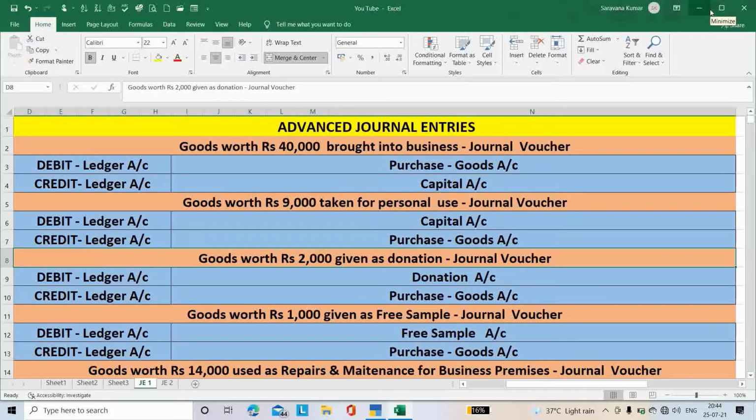Next transaction is goods worth rupees 9,000 taken for personal use. Here the journal entry is debit capital account, credit is purchase goods account.